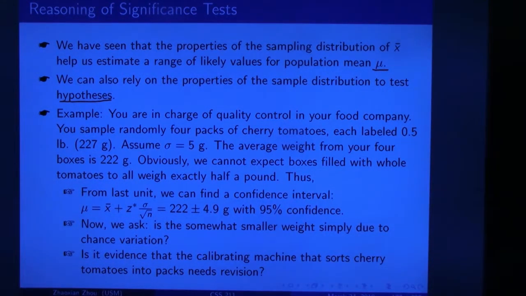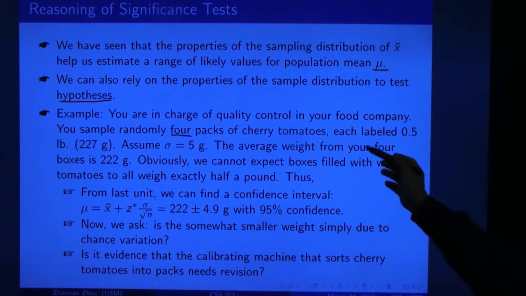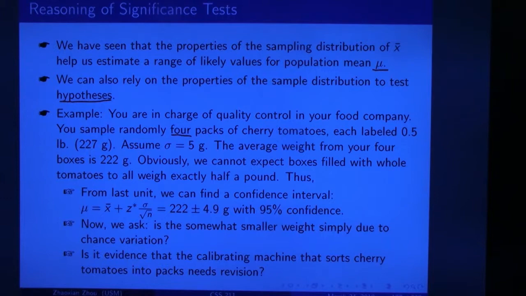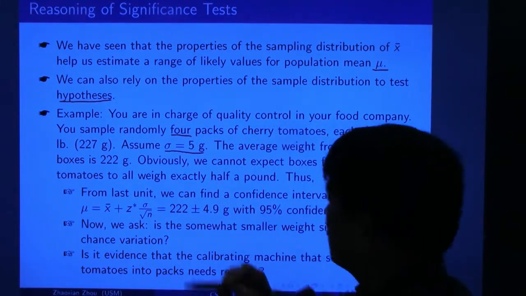First of all, let's introduce an example. You are in charge of quality control in your food company. You sample randomly 4 packs of cherry tomatoes. Each one is labeled as 0.5 pound, which is 227 grams. We assume the population of the cherry tomatoes has a standard deviation, sigma, equal to 5 grams.